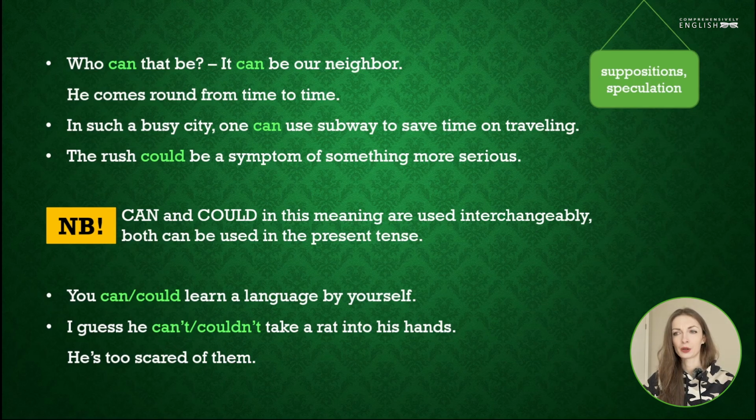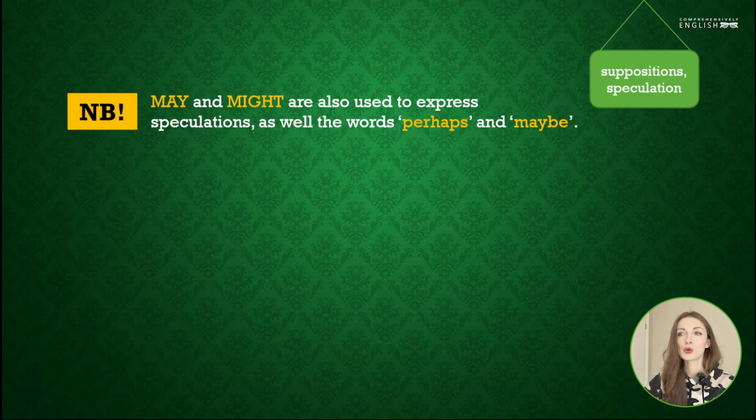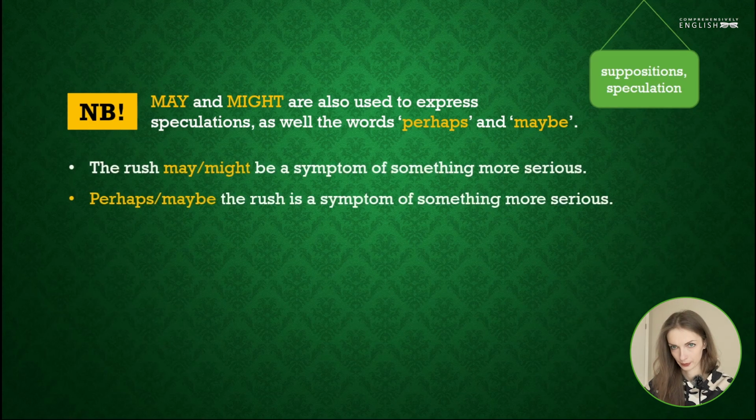You can learn a language by yourself, whereas you could learn a language by yourself. You could. This sentence reminds us of a conditional sentence. You probably could on a particular condition, right? I guess he couldn't take a rat into his hands. It's a very suppositional sentence. May and might are also used to express speculations, as well as the words perhaps and maybe. The rush may or might be a symptom of something more serious, and perhaps or maybe the rush is a symptom of something more serious.